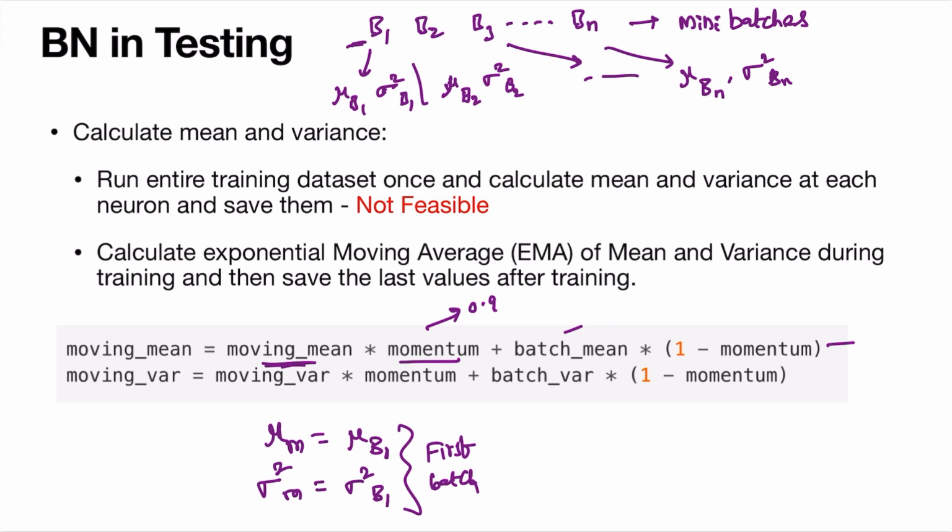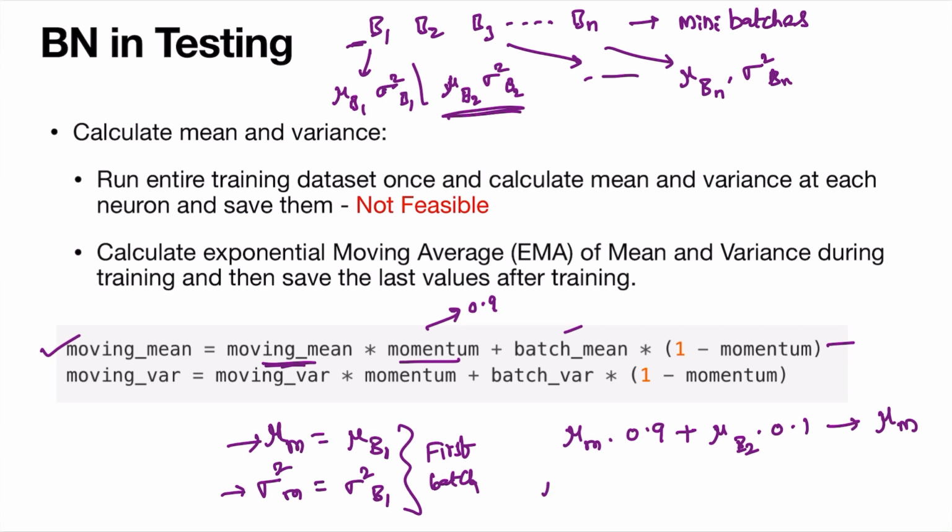So for the second batch, what happens? You already have this moving mean and moving variance. You have the moving mean multiplied by the momentum 0.9, plus the current batch mean. This is the second batch mean, right? So this is the mean for batch 2 into 1 minus 0.9, so it is 0.1. Now this will become my new moving mean.